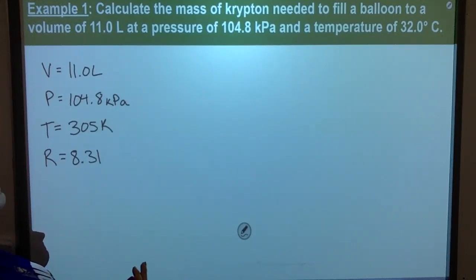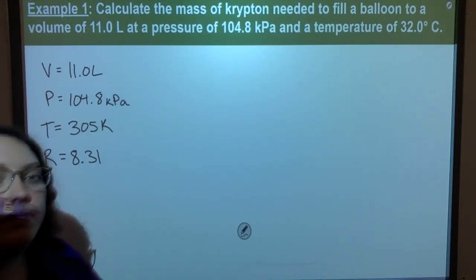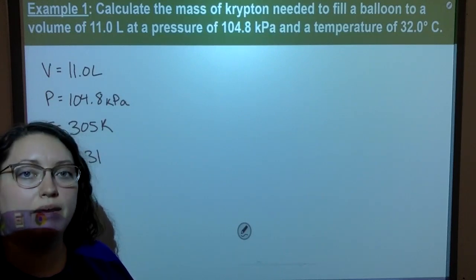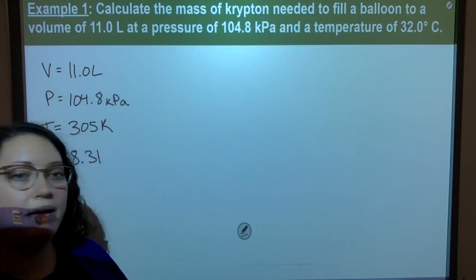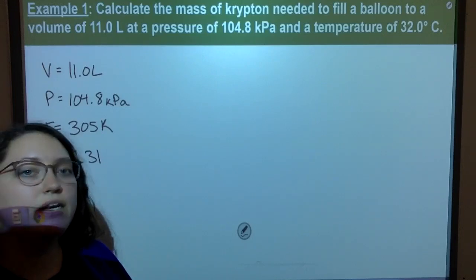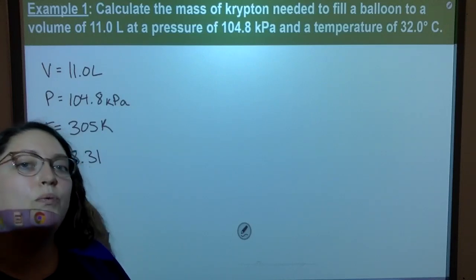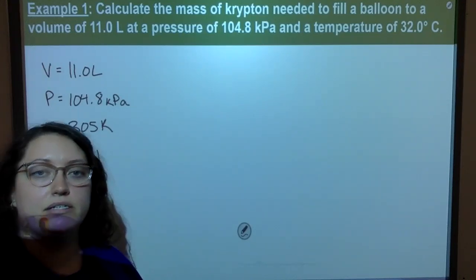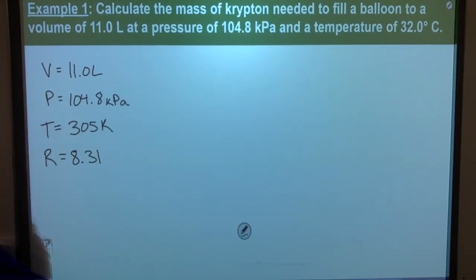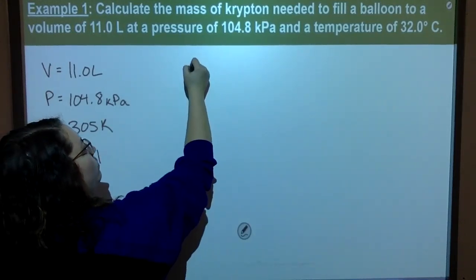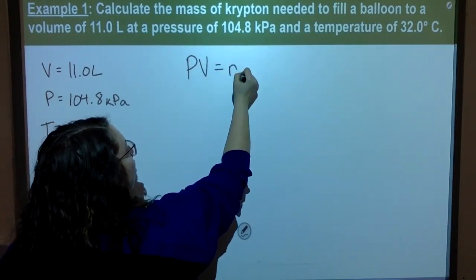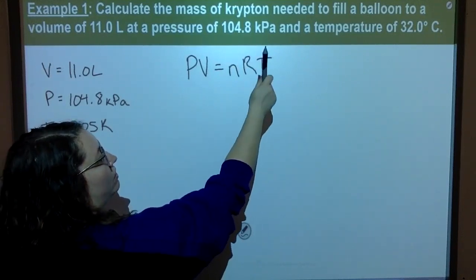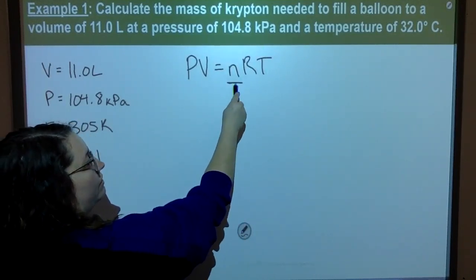So now we have to figure out the mass of krypton. If you think back to stoichiometry, we can do a lot with stoichiometry. We know that we can find the amount of moles using a mass and vice versa, right? So if we're trying to figure out the mass of the krypton, we're first going to have to calculate the amount of moles of krypton that are needed to fill this balloon in this situation. So that being said, we're going to find N. We know that our formula is PV equals nRT. We have pressure, we have volume, we have R, and we have temperature. We're solving for N, okay?